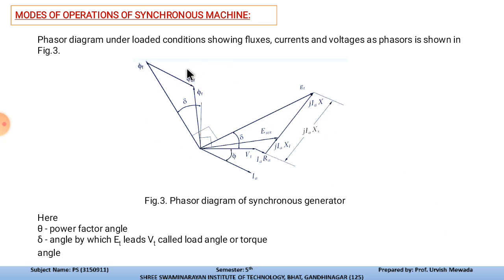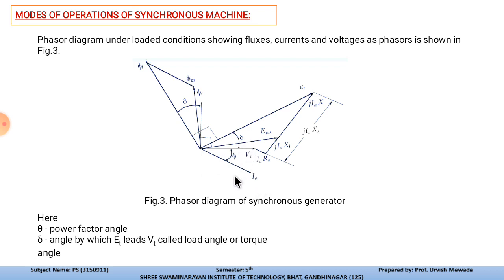Before we study the modes of operation of the synchronous machine, we need to discuss the phasor diagram of the synchronous generator or synchronous machine. Now this is the phasor diagram under loaded condition, showing the fluxes, currents and voltages. Let us start with the first parameter, that is VT. VT is the terminal voltage, and from VT this is the armature current IA.